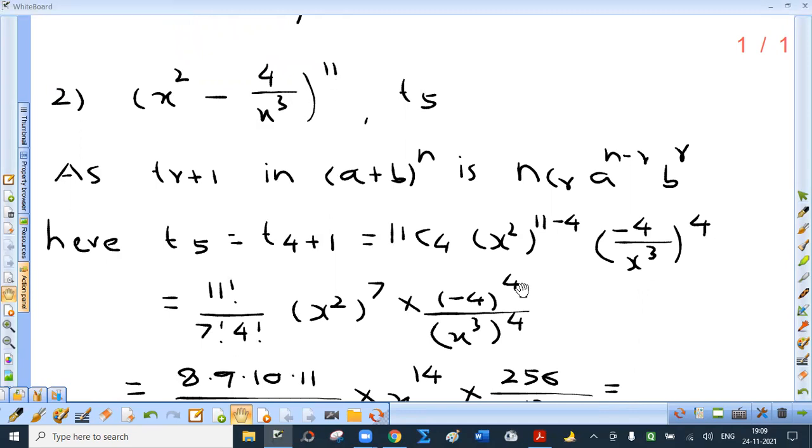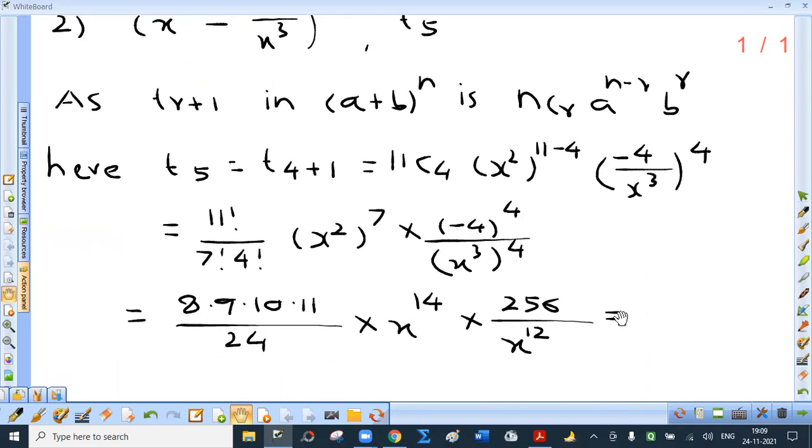So what is n? Index 11. What is a? x square. You have to be very careful. Plus b. So b is minus 4 upon x cube. So T5 is 11C4 (x square) raised to 11 minus 4, (minus 4 upon x cube) raised to 4. Now tell me the answer. You have to do calculations on your own. Once 7 factorial gets cancelled, what remains is 8 into 9 into 10 into 11. 4 factorial is 24. x raised to 14, minus 4 raised to 4 is 256 upon x raised to 12.